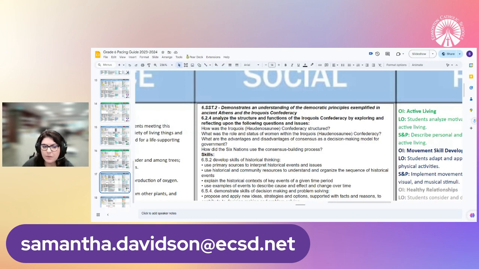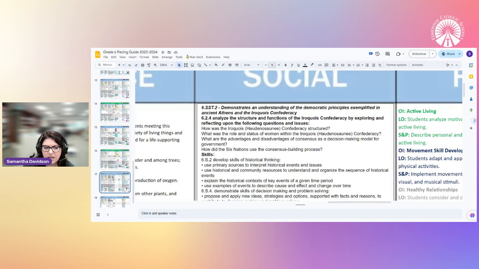Really important for this month, when we're working with our curriculum, which is quite outdated as we know, is that we really truly are working with the term Haudenosaunee. So even though it says Iroquois Confederacy, we are not using that term. Any resources that you have that use that term, I suggest not using those.